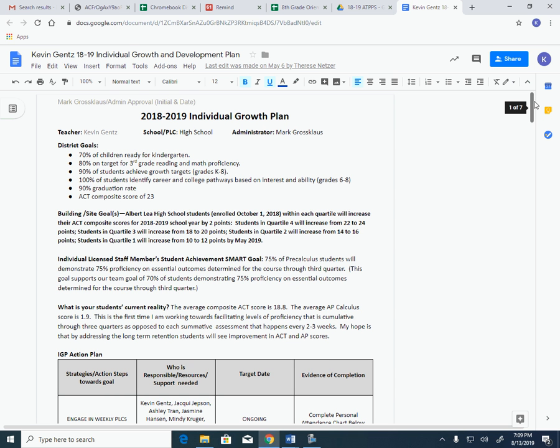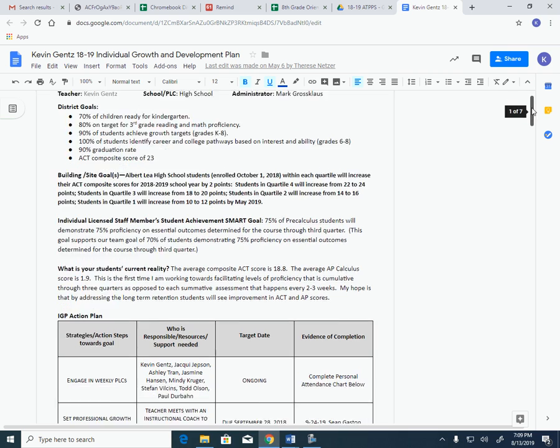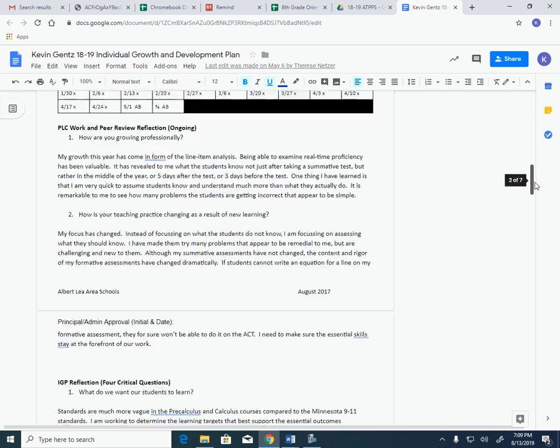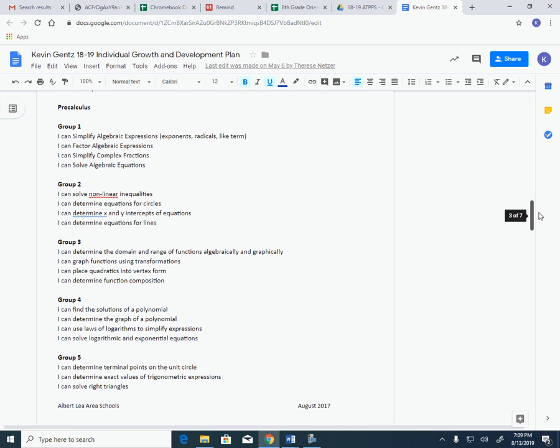Really, my focus, to avoid some of the reading, was to look at some of the really important topics in our college algebra class, such as simplifying algebraic expressions using exponents, radicals, like terms, simplifying or solving algebraic equations, for example, complex fractions, not something that's covered as much, but obviously important as they get into calculus. Determining equations for circles, basic things like determining x and y intercepts of equations. I could graph a function using transformations.